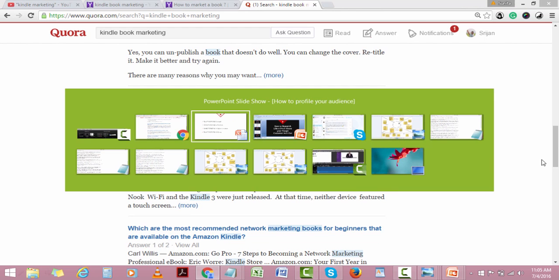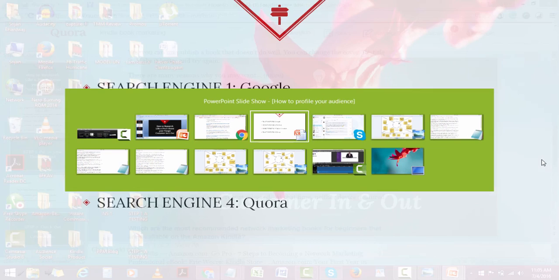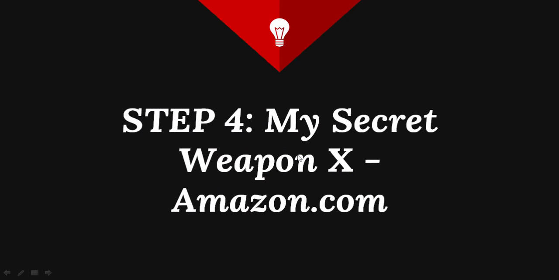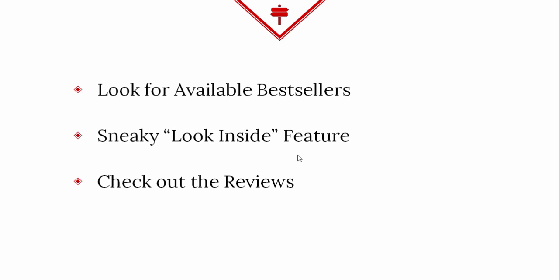Now let me go on and tell you about the next step. Step number 4 is my secret weapon, my weapon X, and it's called Amazon.com. Now you might be surprised: how can Amazon be my secret weapon? Let me quickly tell you that whenever I go to Amazon.com, I look for three things. Number one is the bestsellers for my category. The second is the sneaky look inside feature that I'm about to tell you about, and the third is the reviews. Let me show you what I mean.